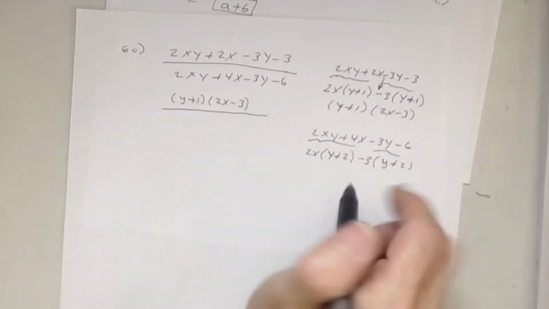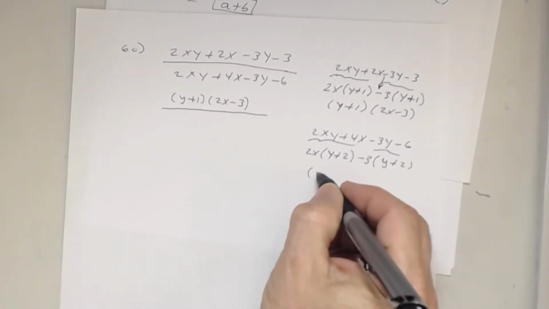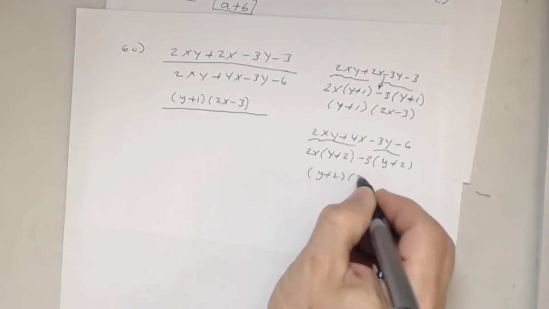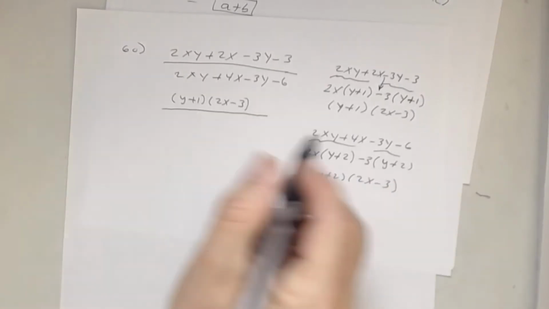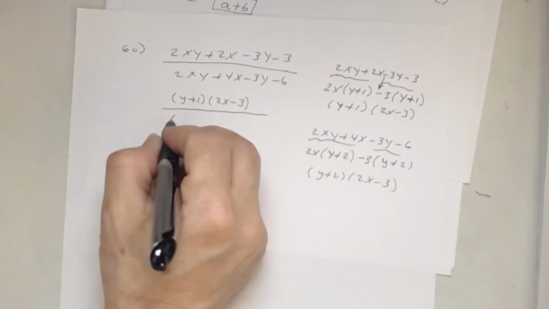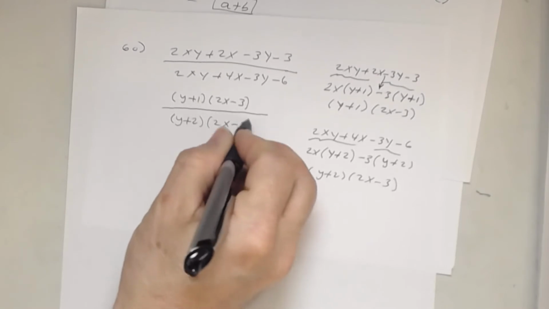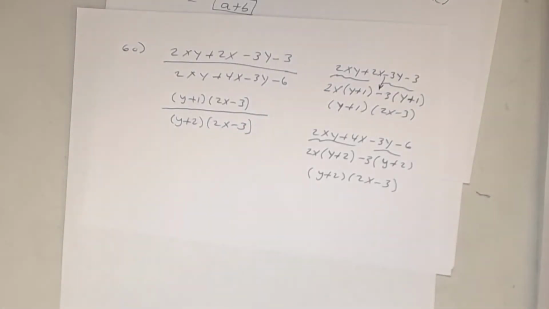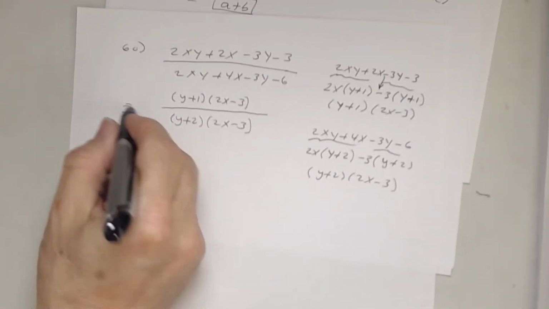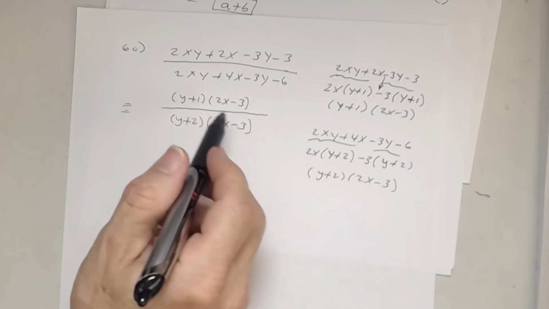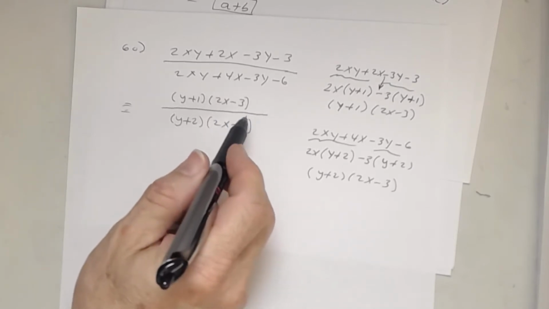And so what do I get when I factor the denominator? Okay, y plus 2 times 2x minus 3. So that's your numerator. So y plus 2 times 2x minus 3. Okay, now what can I do? Divide out the common factors. So which ones can I divide out?